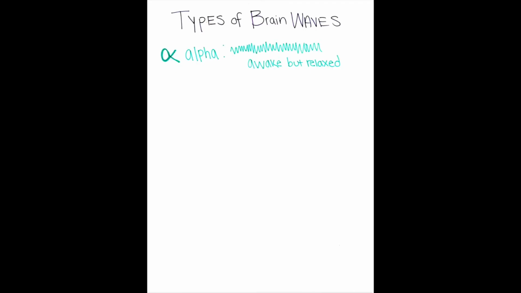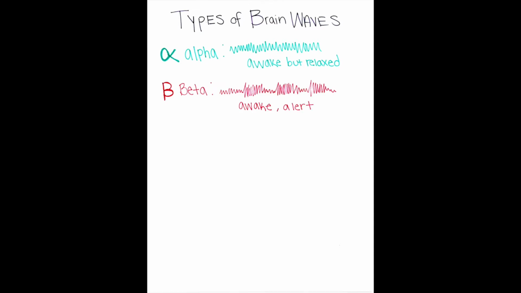To begin, we have alpha waves. These are when the person is awake yet relaxed. You can tell which ones are alpha waves because they are consistent and short. We then have beta waves. This is when a person is awake and alert. There are instances of higher peaks in the waves.